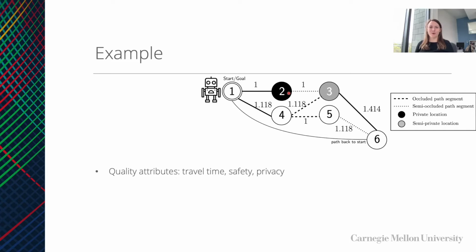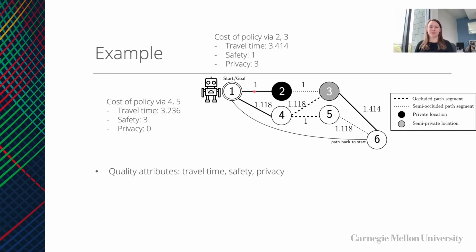If we look at these different options in the map, we can see that there are several potential policies. So one plan would be to go from the start location to location 2, 3, 6, and then back. And that would have a cost of 3.414 in terms of travel time. Safety would be 1, privacy would be 3, because it's a pretty bad policy in terms of privacy. In comparison to that, we have a policy via 4 and 5 that has a slightly lower travel time, higher safety, and 0 privacy cost.